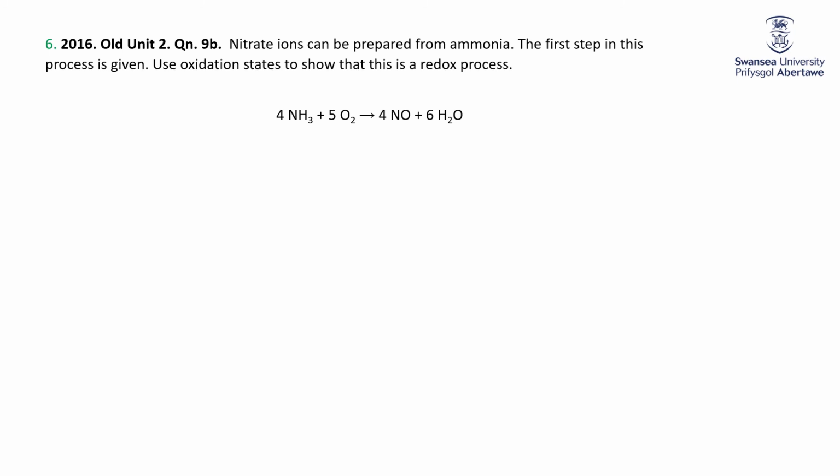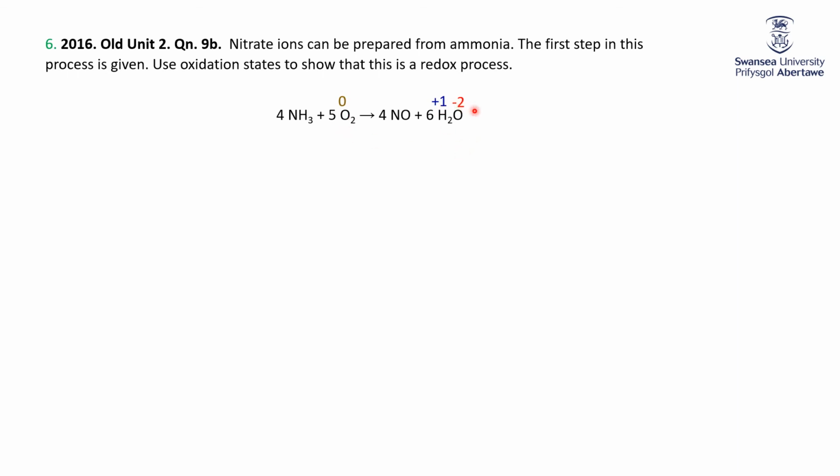Nitrate ions can be prepared from ammonia. The first step in this process is given. Use oxidation states to show this is a redox process. Well, by now, I hope you're getting used to the whole idea. We start off by saying that the oxygen here is 0 because it's an element, and there's water, plus 1 minus 2.